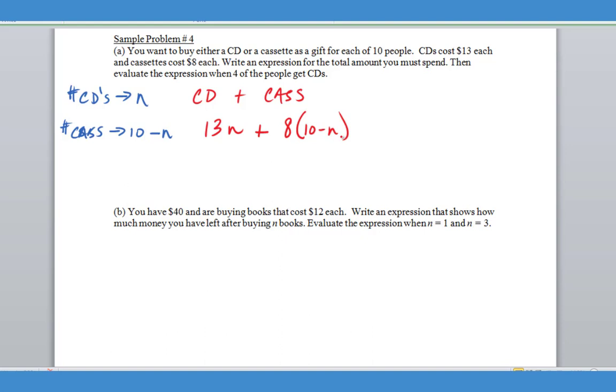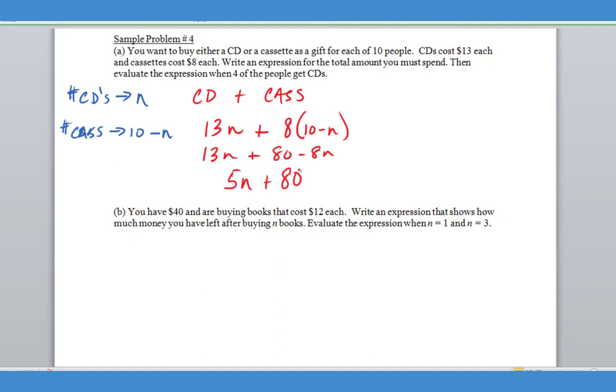And so here we have an algebraic expression or a model. But all of our models should always be simplified as far as possible. So we need to go through simplification of this algebraic expression. So I'll start by distributing, and then I'll combine like terms. So 5n plus 80 is going to represent my algebraic expression for this model.